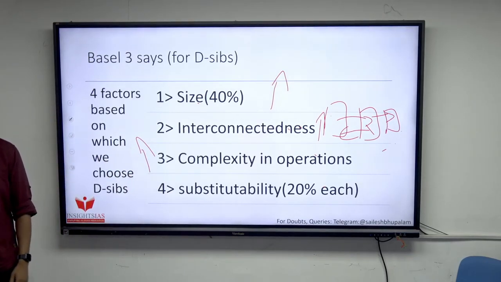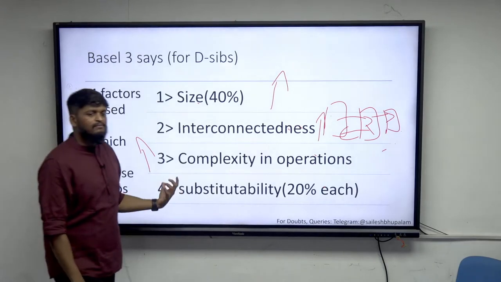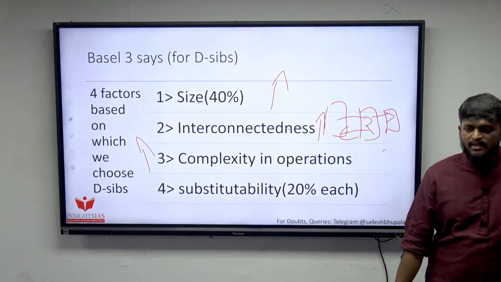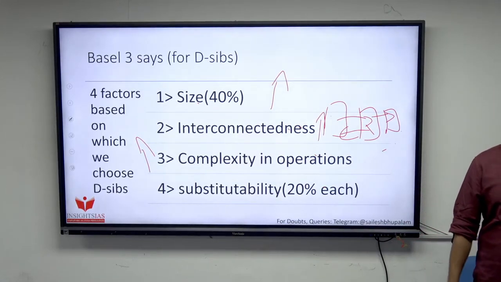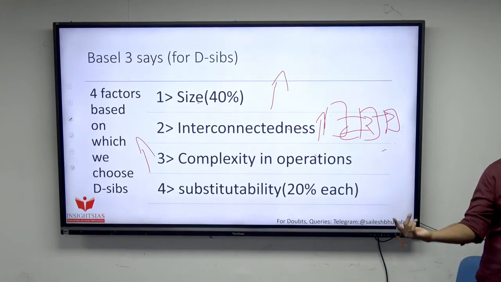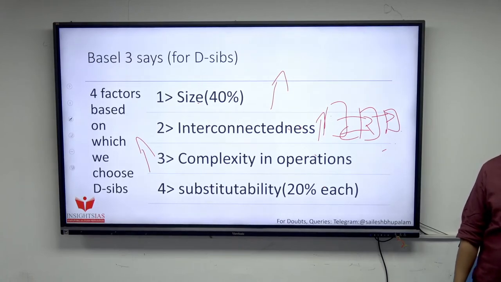Then substitutability. What does it mean? Can we substitute one bank with another bank? Imagine one bank fails. Maybe whatever the bank was doing, another bank can do the same job. Then substitutability is high. We can replace it with another bank, easily substitutable. If we cannot replace it, if the bank is so large that it is not possible to substitute it, then the substitutability is low.